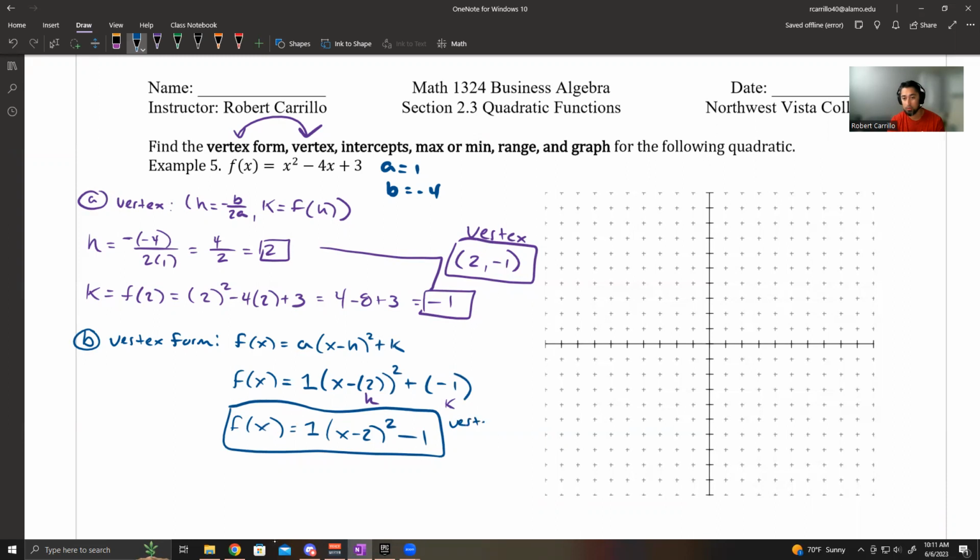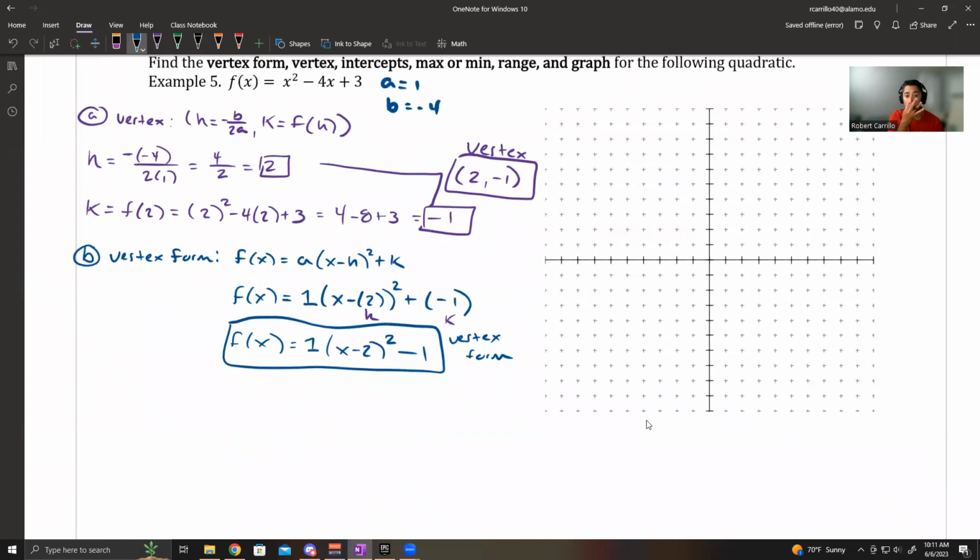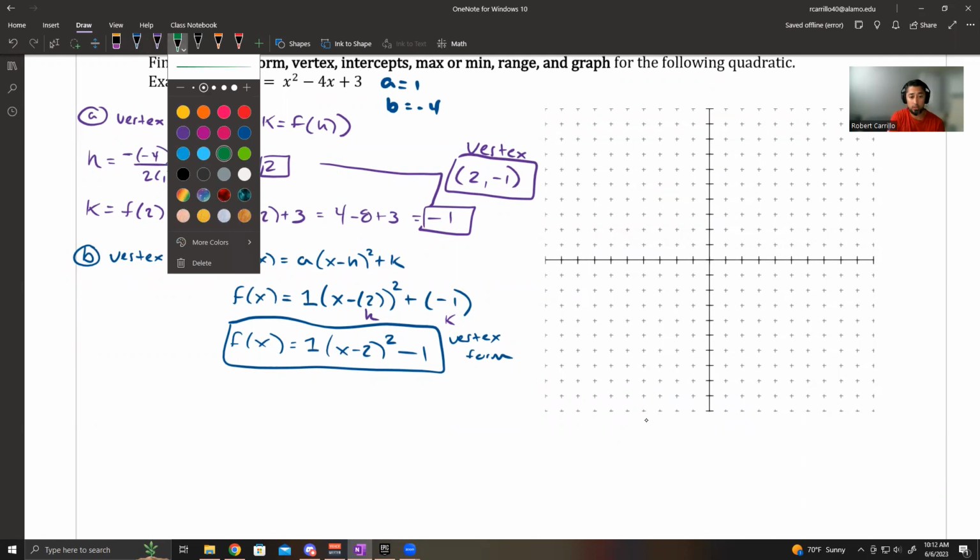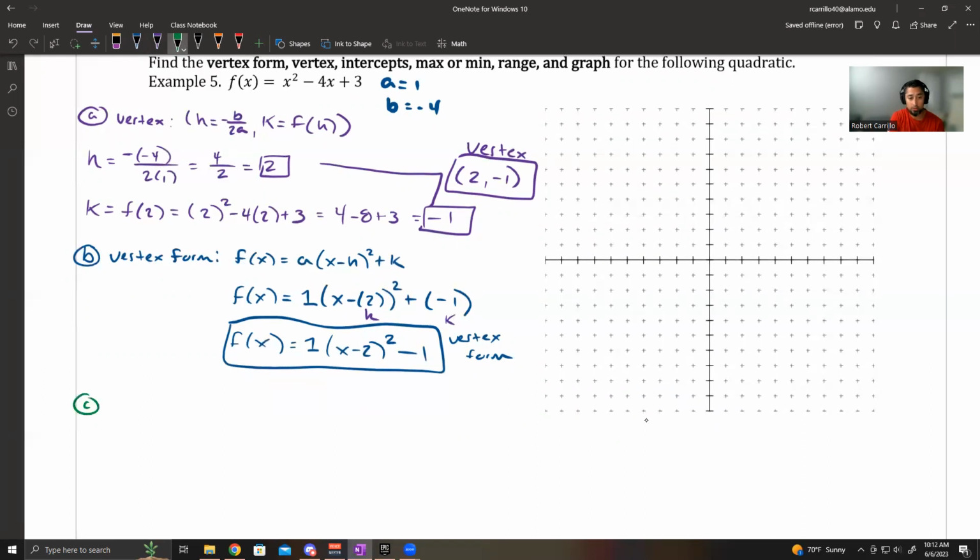So there's your vertex form. Okay, so we have vertex form, and then we will get into intercepts. So we'll do x and y intercepts. So that's next. So C, we'll do intercepts, and I'll start with the x-intercept.